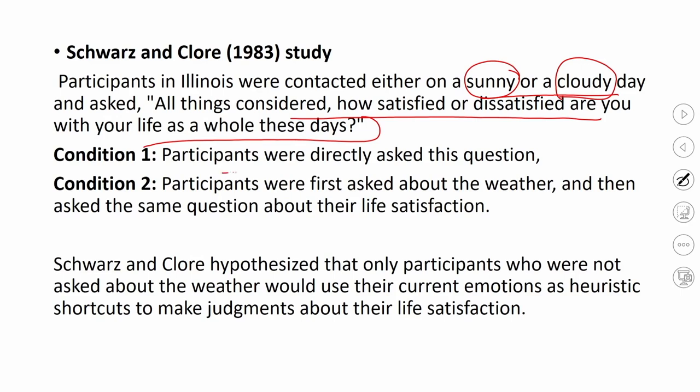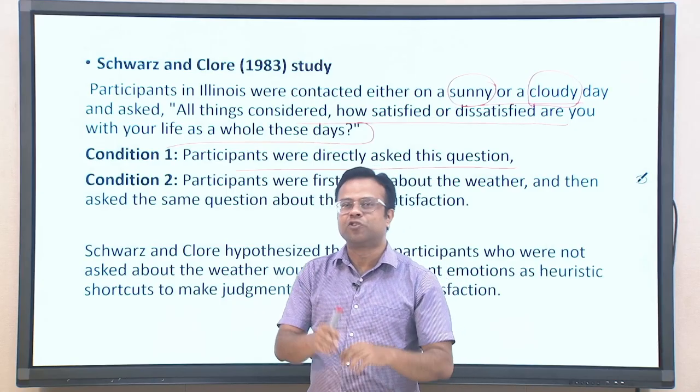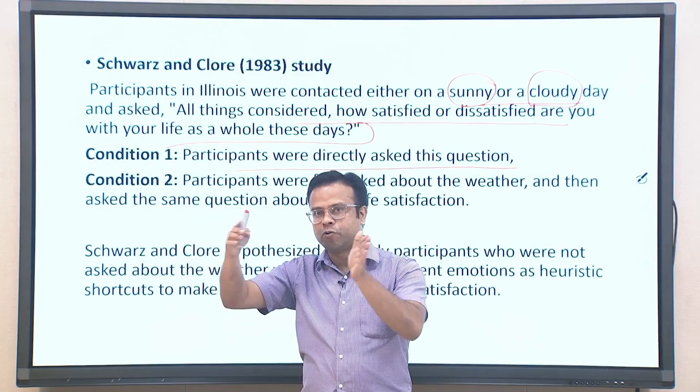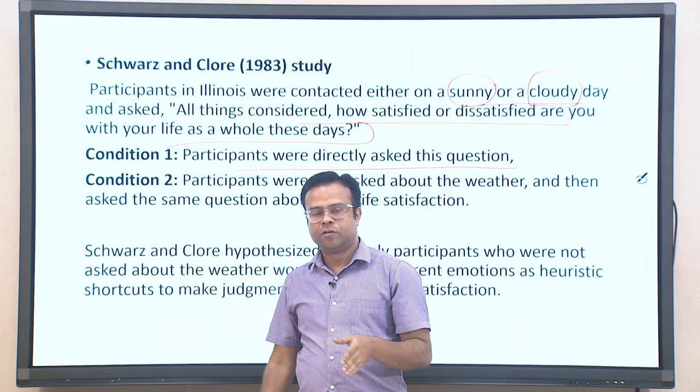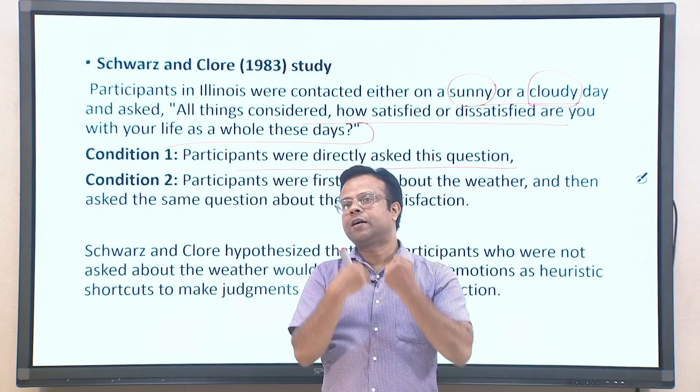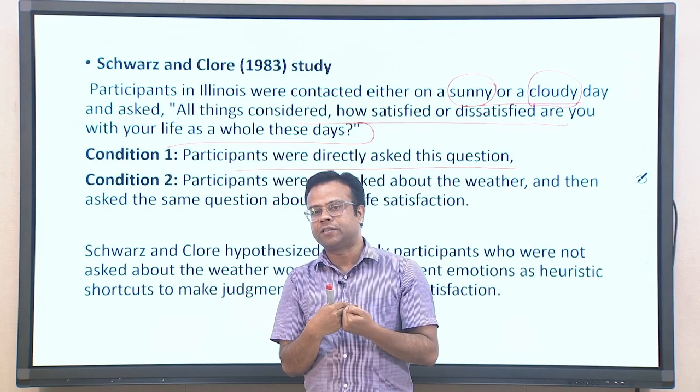In condition 1, the participants were directly asked this question: all things considered, how satisfied or dissatisfied are you with your life? So, they were asked to rate their life satisfaction. Directly they are asked.